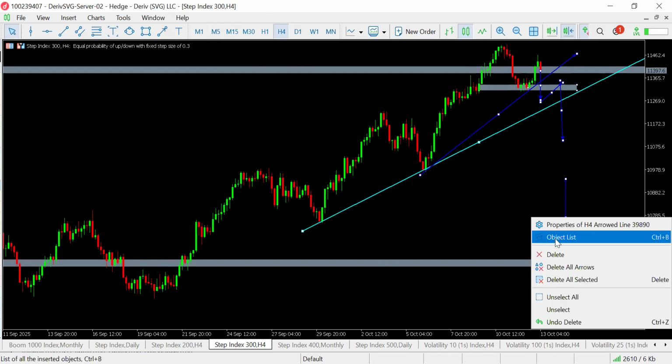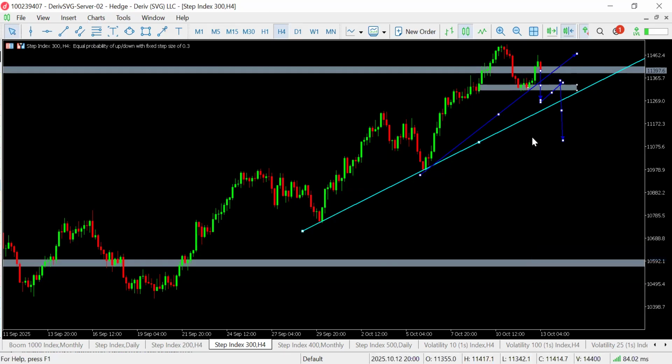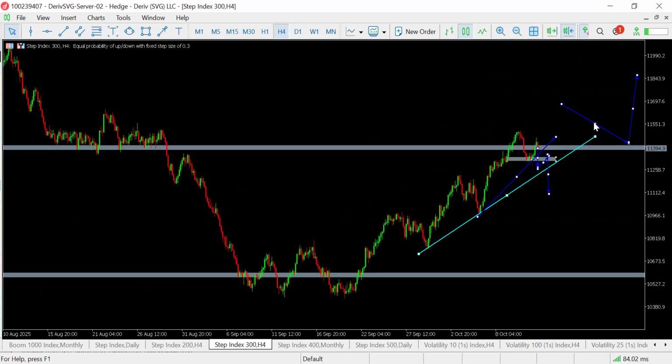So like I said, I'm going to be looking at two of the step index indices. So this is my take for the step index 300. So if you're into the trading of these assets, you can monitor it closely.